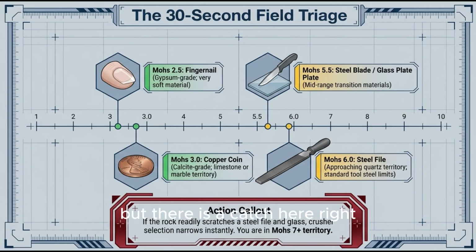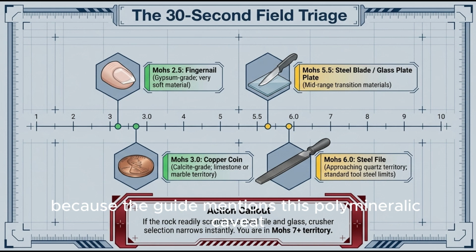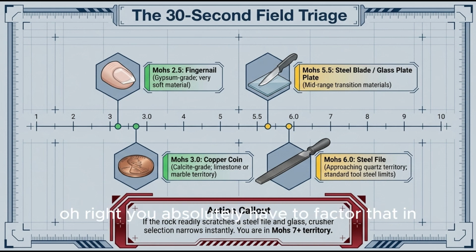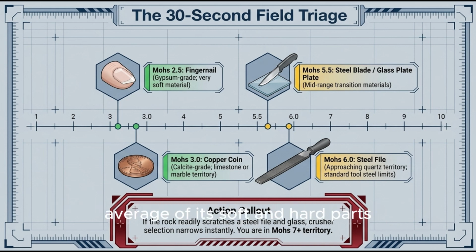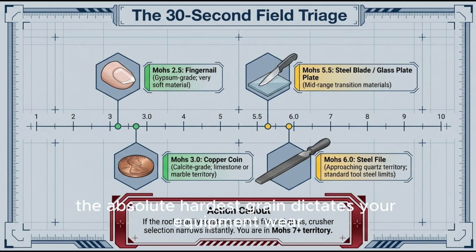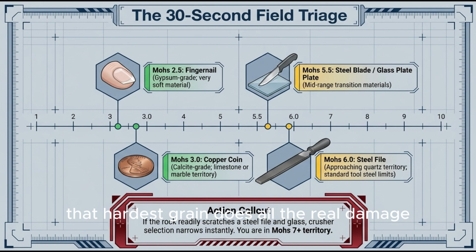But there is a catch here, right? Because the guide mentions this polymineralic caveat. Oh, right. You absolutely have to factor that in. Rocks are composites. They aren't just one single pure mineral. So they have different phases. Exactly. So if you are evaluating a polymineralic rock, like granite, its overall wear behavior isn't some average of its soft and hard parts. It's actually driven almost entirely by its hardest dominant phase. Usually the quartz, right? Yeah, usually the quartz. So it's kind of like a chain, but in reverse. Instead of the weakest link dictating the overall strength, the absolute hardest grain dictates your equipment wear. That is a great way to look at it. That hardest grain does all the real damage.